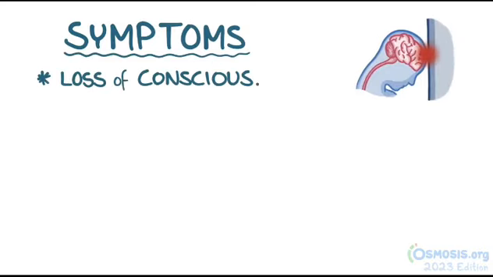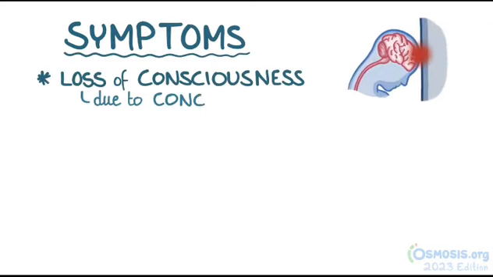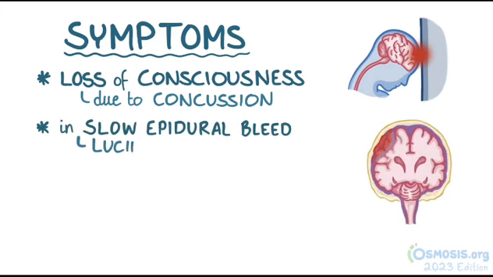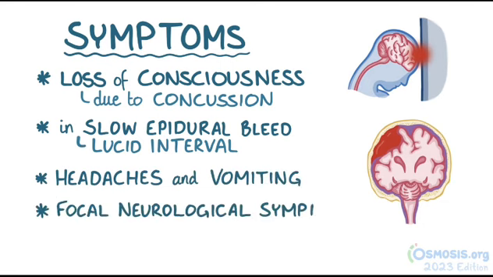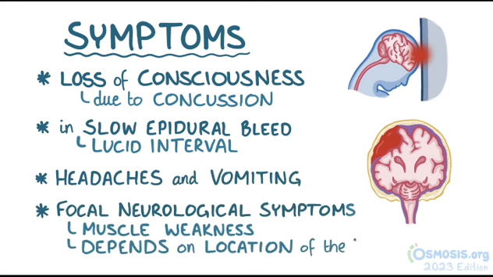The most common symptom of an epidural hemorrhage is loss of consciousness after the head trauma, due to a concussion. In a slow epidural bleed, people might have a lucid interval, which is when they improve temporarily right after the initial trauma, but then deteriorate as the epidural hematoma grows. There can also be headaches and vomiting, as well as focal neurological symptoms like muscle weakness or sensory problems, depending on the location of the hematoma.